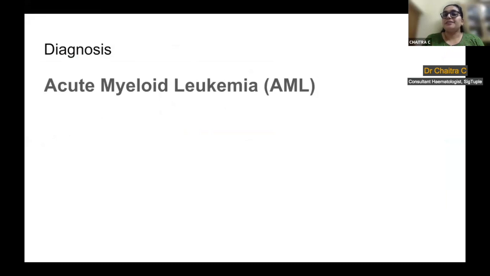So with 39% blasts and Auer rods, the pathologist could confidently report this as acute myeloid leukemia on AI100, and further recommend the panel of markers for flow cytometry. So using AI100 obviates the need for the presence of the pathologist in the lab 24/7 near the microscope.